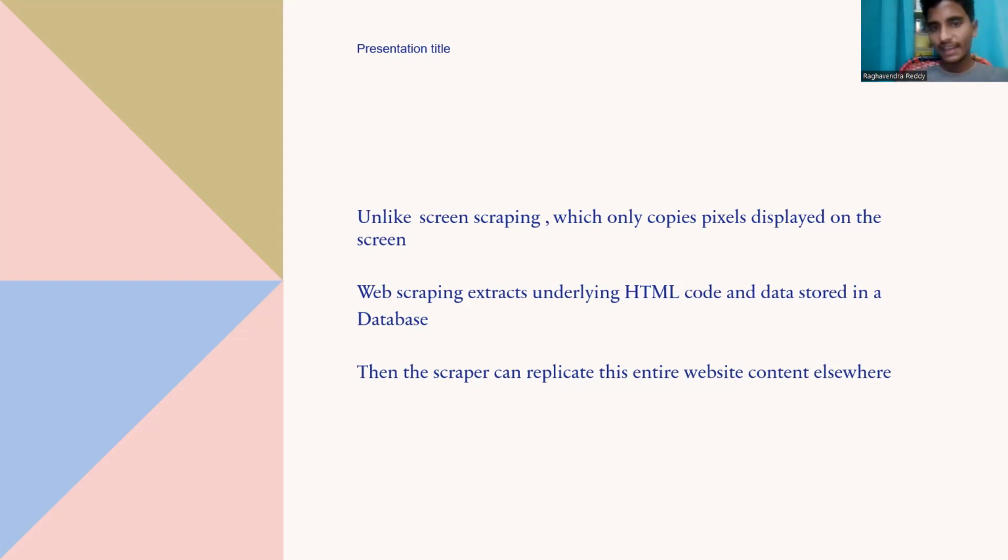Unlike screen scraping, where only pixels get copied and displayed on the screen, web scraping extracts the underlying HTML code and data stored in the database. Then the scraper can replicate this entire website content somewhere else where needed. From copying the content, what it does is paste it somewhere, or use the whole content where it's actually needed.